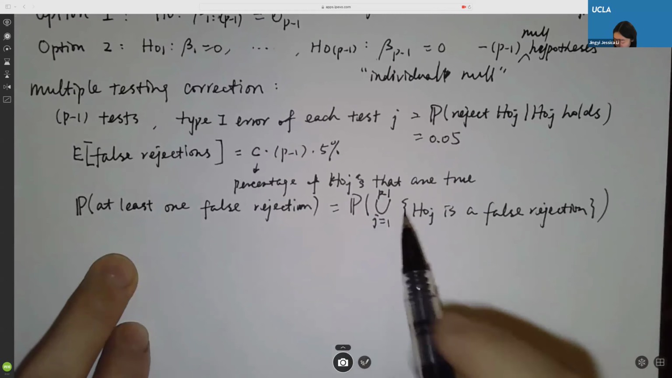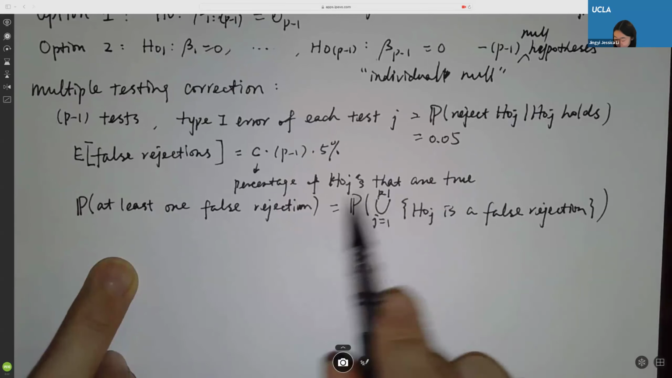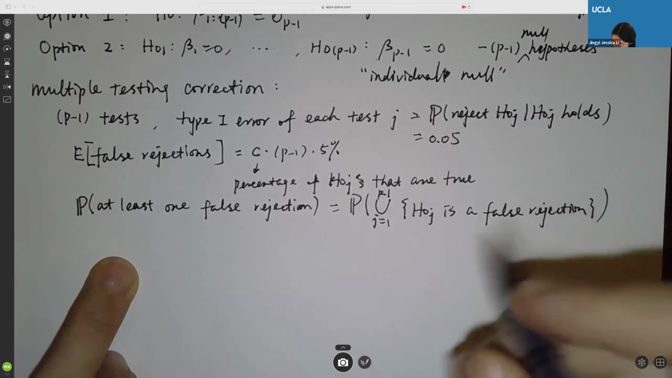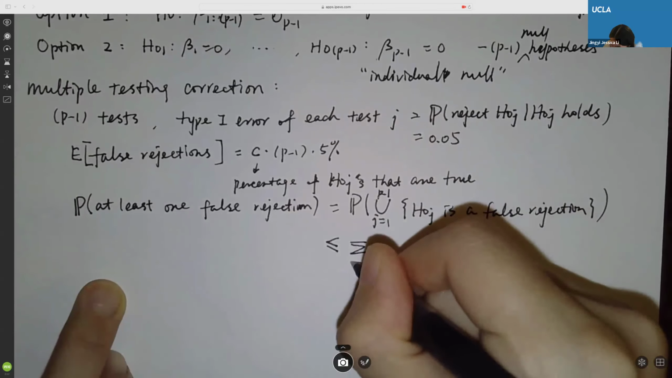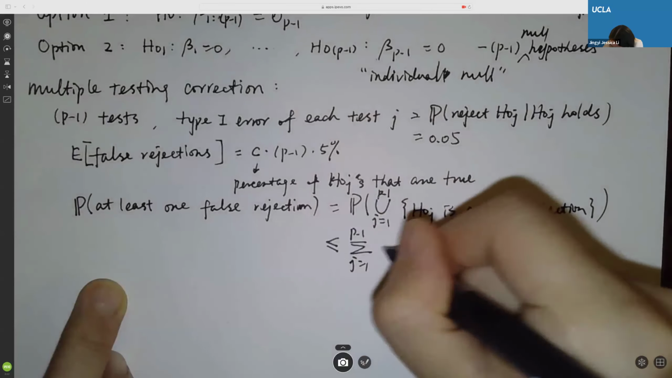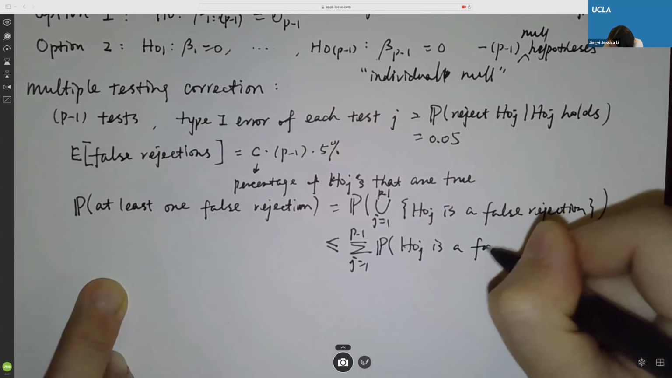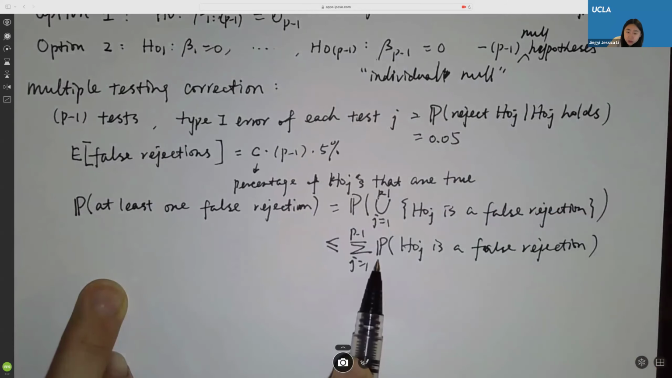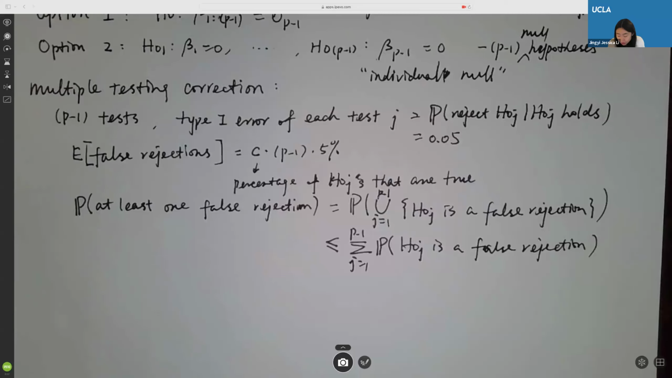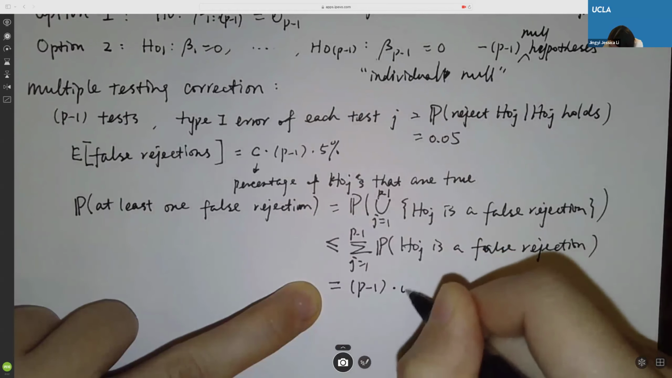And here, a typical technique used in probability is that you can bound the probability of a union of sets by the sum of the probabilities of the sets. So this is a loose bound, but it's very easy to use, and has no requirement. That is, you can just take the sum over j from 1 to p minus 1 of the probability that H0J is a false rejection. Okay, and we know this probability is actually our significance level, 0.05. So you can see that this is actually p minus 1 times 0.05.